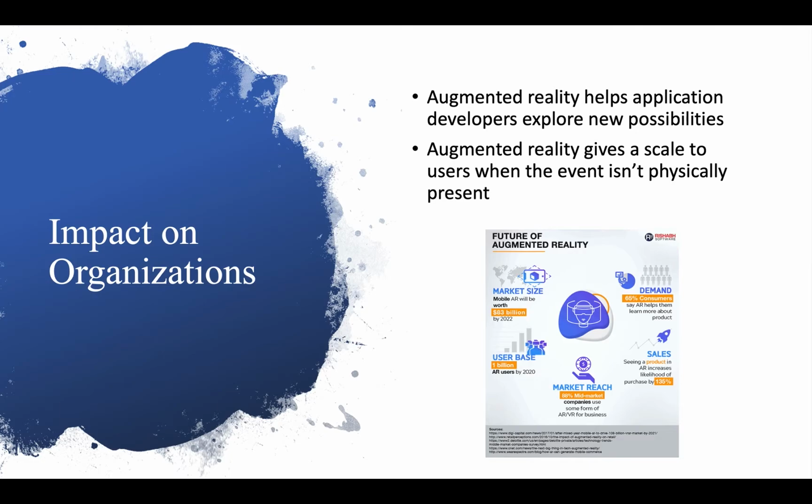What augmented reality brings to the table in these organizations is that developers now have the ability to explore new possibilities. And augmented reality gives a scale to users when the object isn't physically present. So let's say you want furniture in a specific size and scale. The IKEA app has wonderful AR software that can place furniture to scale to show you what it would look like if, let's say, you put a couch in your house. That's a great way augmented reality has been implemented in our everyday lives.